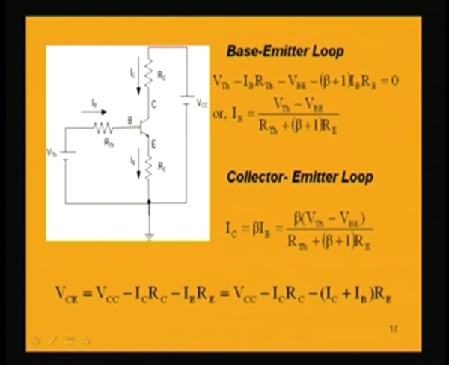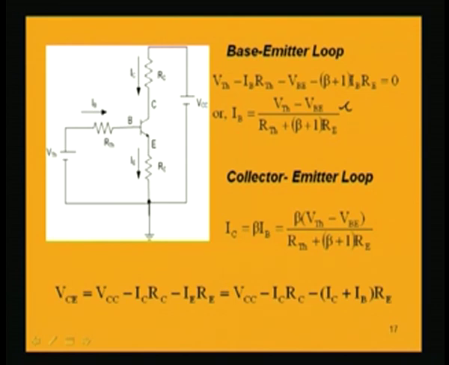Now, if we consider the base emitter loop, V Thevenin minus IB into R Thevenin minus VBE minus IE into RE, or beta plus 1 IB into RE, is equal to 0. So, now we can find the base current. Base current is equal to V Thevenin minus VBE by R Thevenin plus beta plus 1 into RE. This is the expression for IB finally. Once we know IB, we can find IC. IC is equal to beta times IB, so beta times this whole expression.